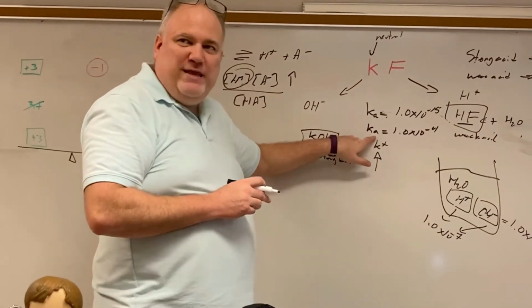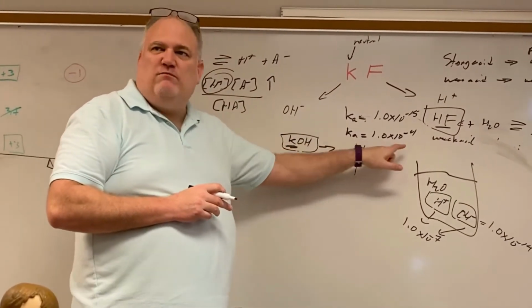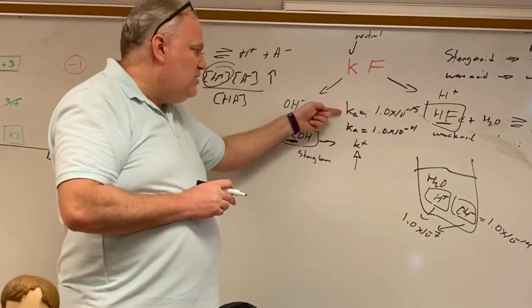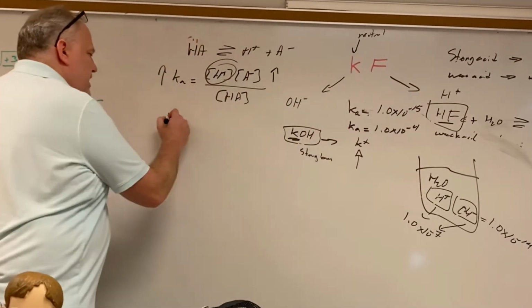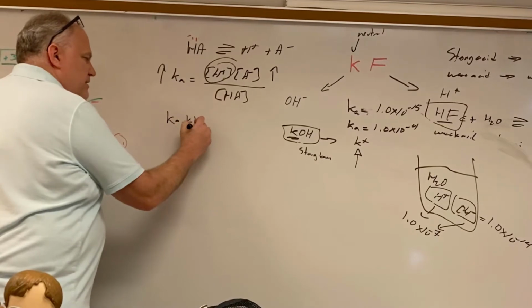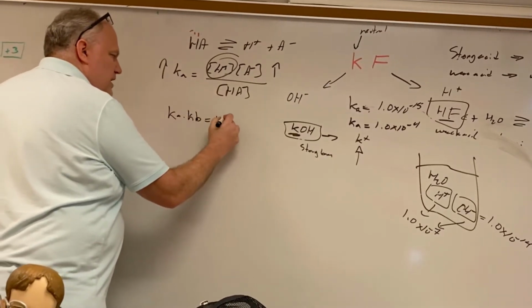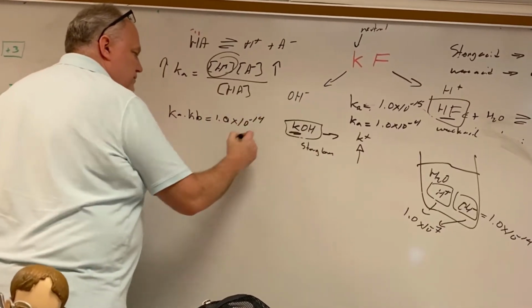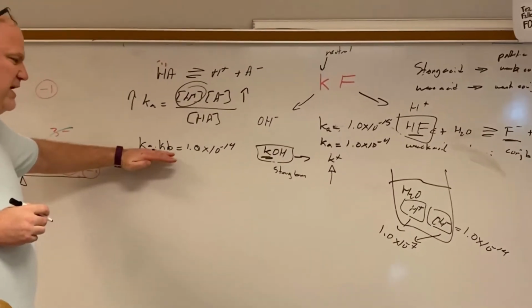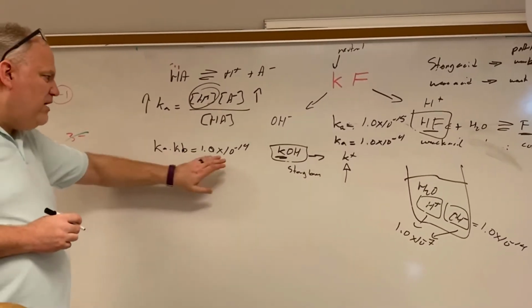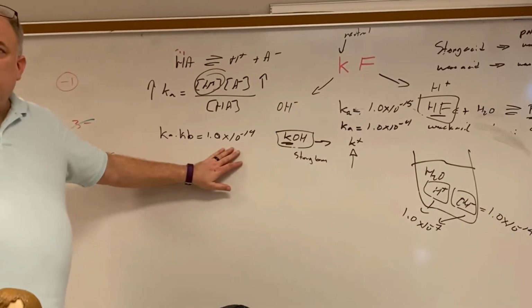But the stronger my weak acid, the weaker my weak base. So remember, don't we go Ka times Kb equals 1.0 times 10 to the negative 14? Right? So if I'm dealing with a weak acid and a weak base, combined, they always have to equal 1.0 times 10 to the negative 14.